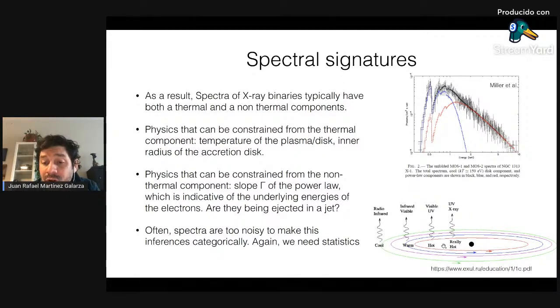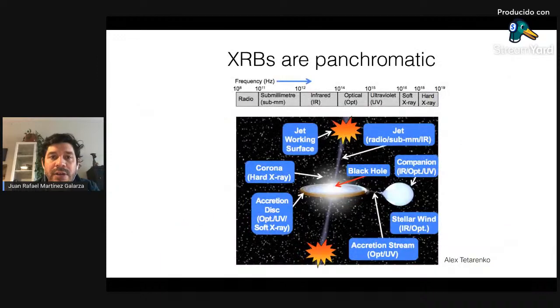On the other hand, as you go away from the disk it can also emit visible light, ultraviolet, infrared, et cetera. And it is these infrared photons and visible photons that get scattered by the corona electrons that live in the atmosphere of this disk to produce the non-thermal component. All right? So that's the basic spectral signature of an accreting system.